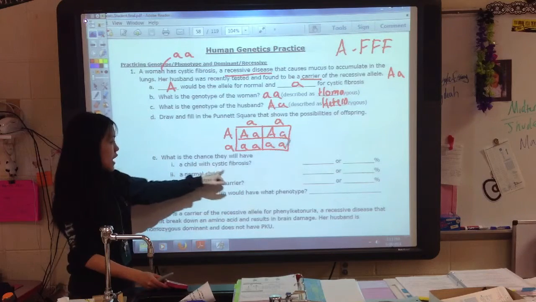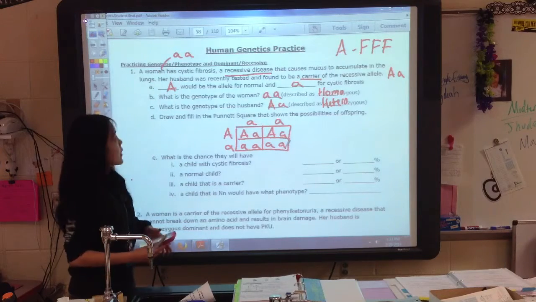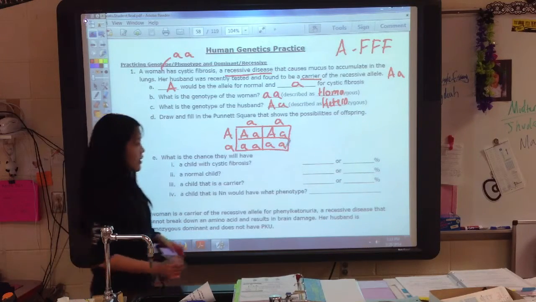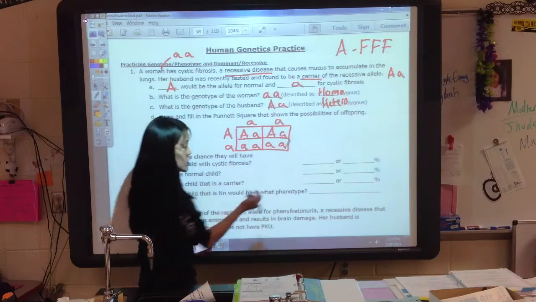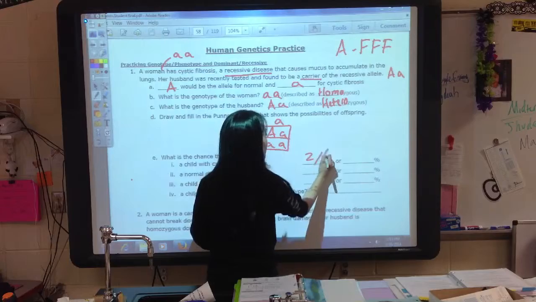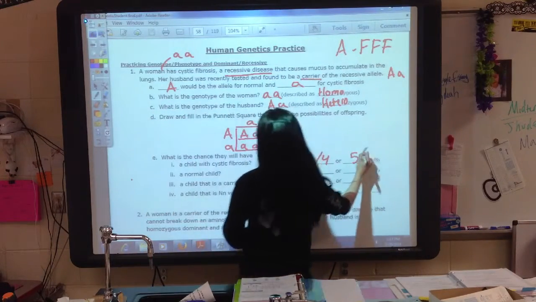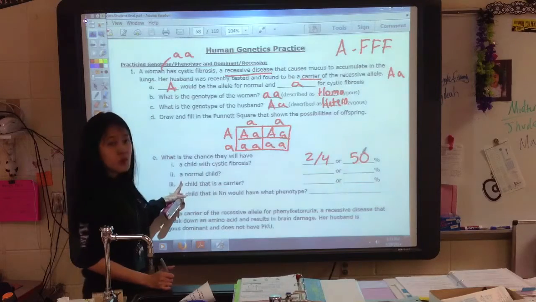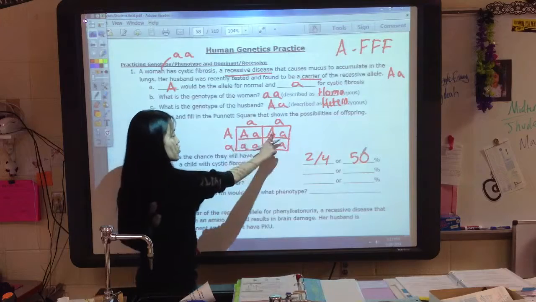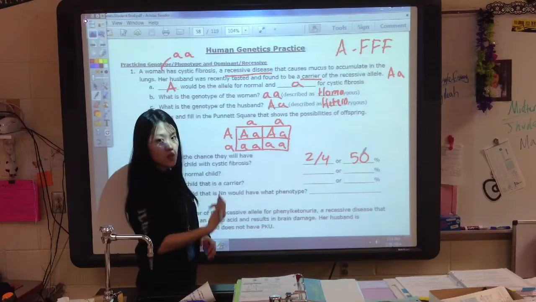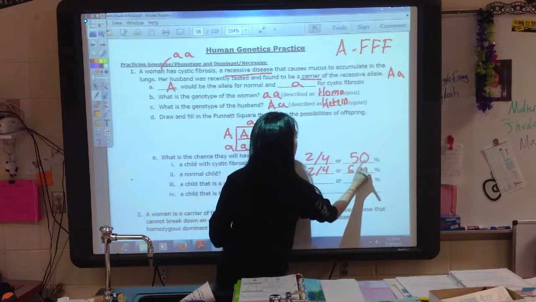And so this is a child with cystic fibrosis. Well, if you have cystic fibrosis, you have to have little a, little a. So these two boxes down here. What we're going to write is a fraction, 2 out of 4, or what percentage is that? That's going to be 50%. Next, a normal child, so a child without the disease. Well, these two, because they have two capital A's, don't have the disease. So that'll be 2 out of 4 again, and another 50%.